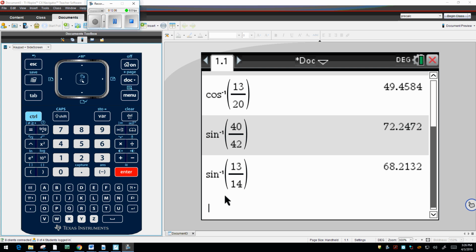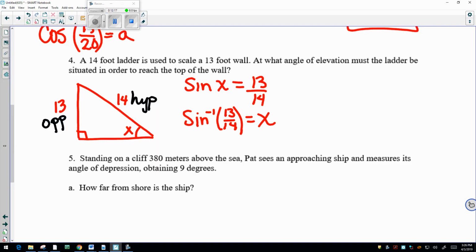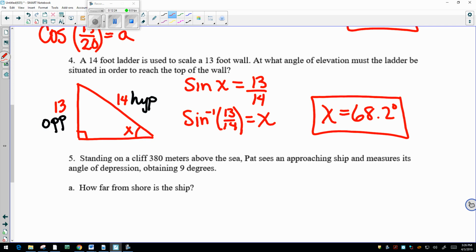And this one actually doesn't give us where to round, so as long as we round correctly, if we rounded it at 68.2, fine. 68, fine. Either way, we're going to find that angle. So I'm going to write it down as 68.2 degrees. That's going to get us to the nearest tenth.